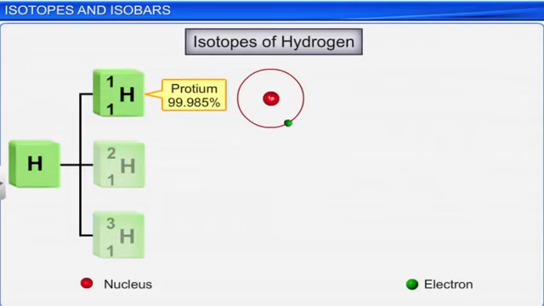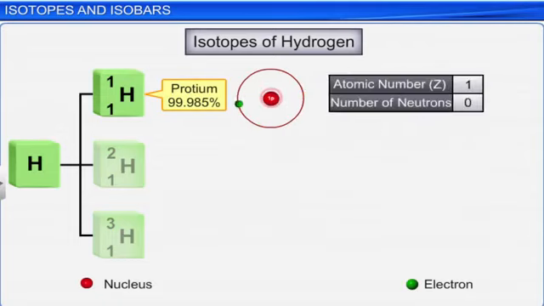99.985% of hydrogen atoms contain only a single proton in their nucleus. This isotope of hydrogen is called protium, 1H1. The remaining 0.015% contain two other isotopes: deuterium, which contains one proton and one neutron, and tritium, which contains one proton and two neutrons. You can see that all these three isotopes have the atomic number 1 and mass number 1, 2, and 3 respectively.